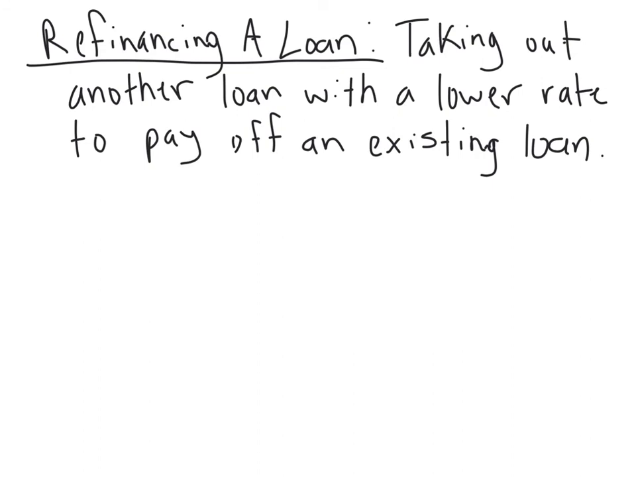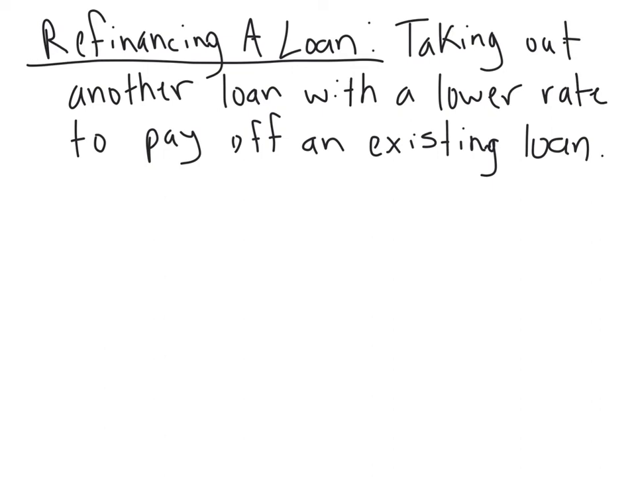All right, the last thing we're going to do with this formula is talk about refinancing loans. This is another thing that happens pretty commonly, so it's pretty relevant probably to your life or your future at some point. Taking out another loan, this is what refinancing a loan is. You're basically taking out another loan with a lower interest rate in order to pay off an existing loan.